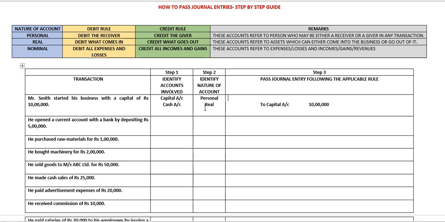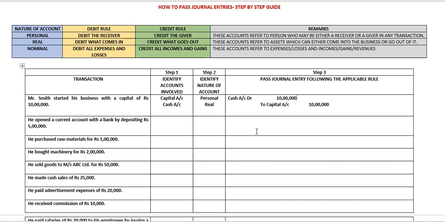So the second account involved is cash account, which is a real account. Again, as I've already told you, real accounts are the accounts of assets which can either come into the business or go out of the business. In this case, cash is coming in the business because Mr. Smith has invested the cash into the business. So cash is not going out of the business but coming in the business, so the cash should be debited. So we're going to say cash account debit with 10 lakh rupees.